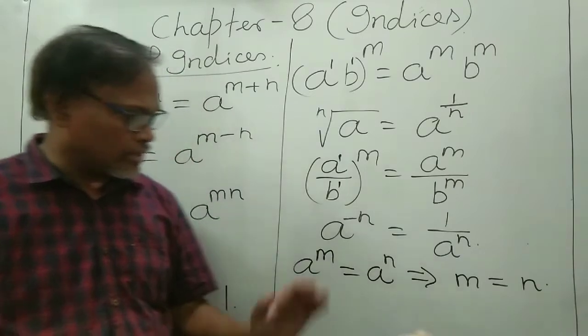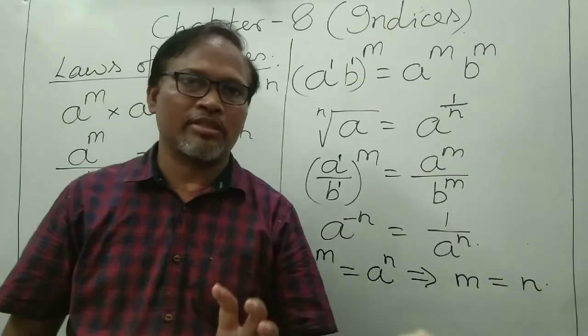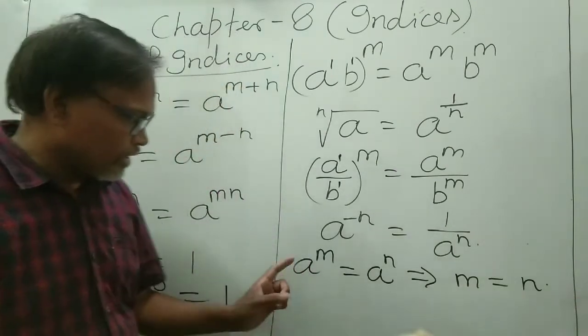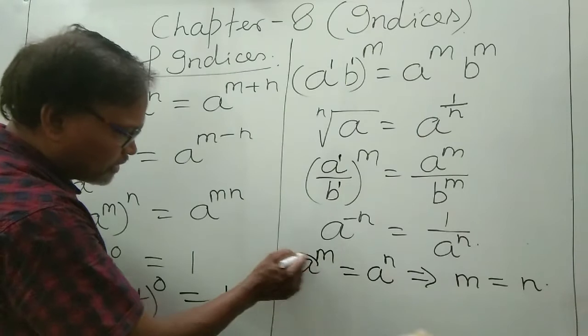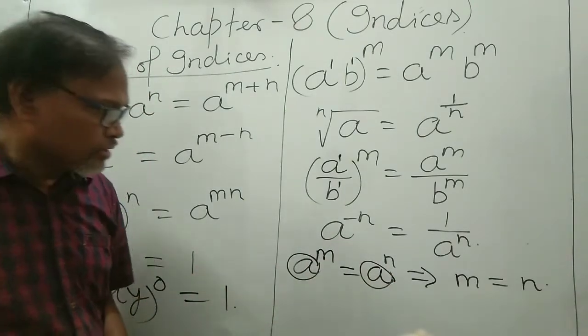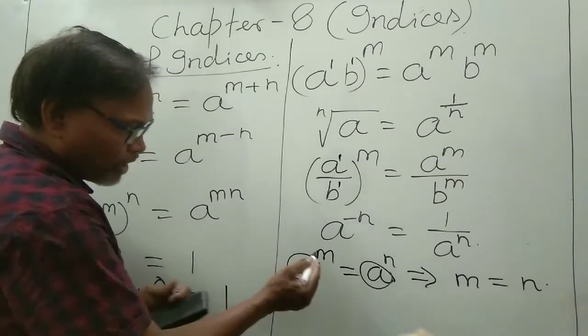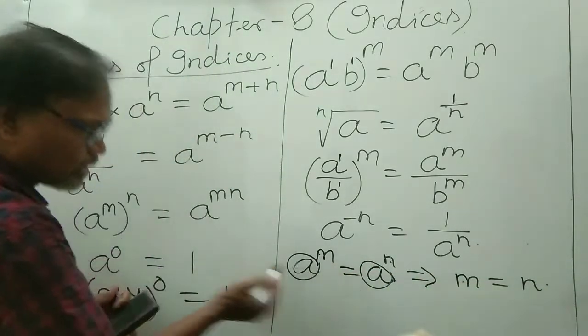The last one, one more thing here, is the comparison of the powers. Comparison of the powers means a to the power m is equal to a to the power n and the bases are equal, meaning a is equal. In that case, you can say the powers will be equal. m is equal to n if the bases are equal.